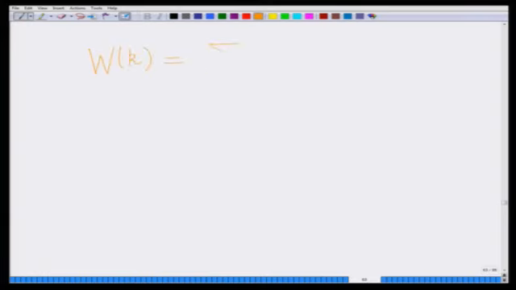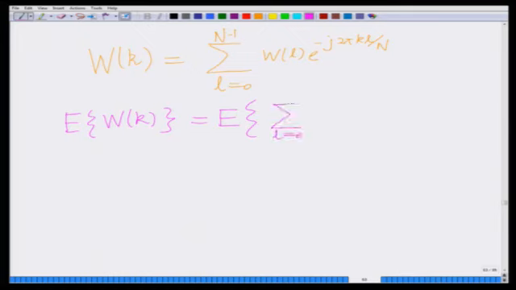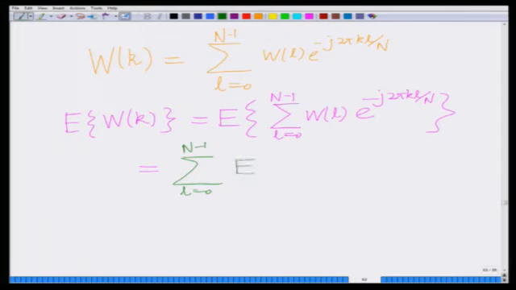If I look at W_k, which is the summation over L equal to 0 to n minus 1 of small w(L) e to the power of minus j 2 pi k L divided by n, I have the expected value of W_k equals the expected value of the summation over L equal to 0 to n minus 1 of small w(L) e to the power of minus j 2 pi k L by n, which equals the summation over L equal to 0 to n minus 1 of the expected value of w(L) e to the power of minus j 2 pi k L divided by n.